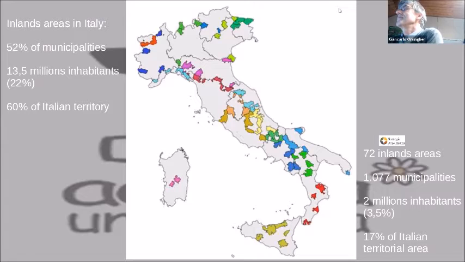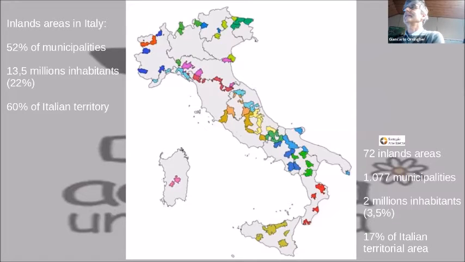That is about 30.5% of all inhabitants of Italy. And the inner areas cover more or less 17% of the Italian territory. In this area, there are 72 specific projects that try to solve the difficulty that I showed in the previous slide.